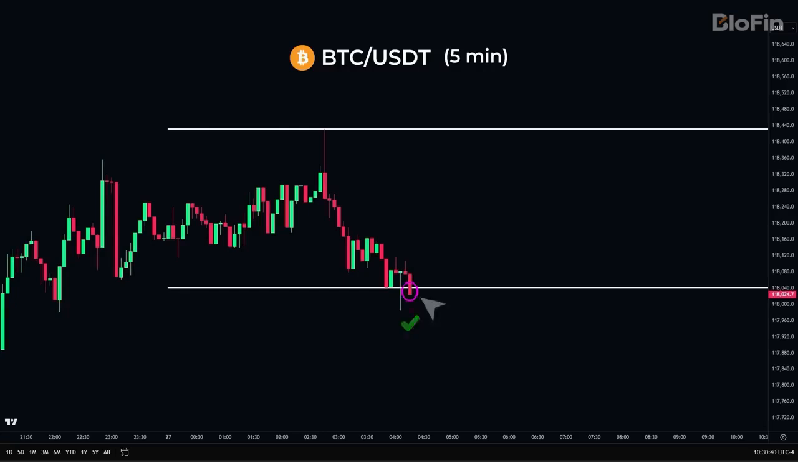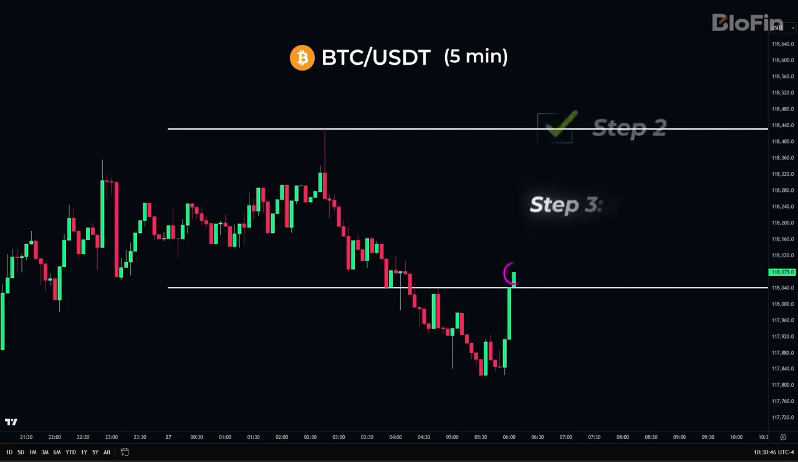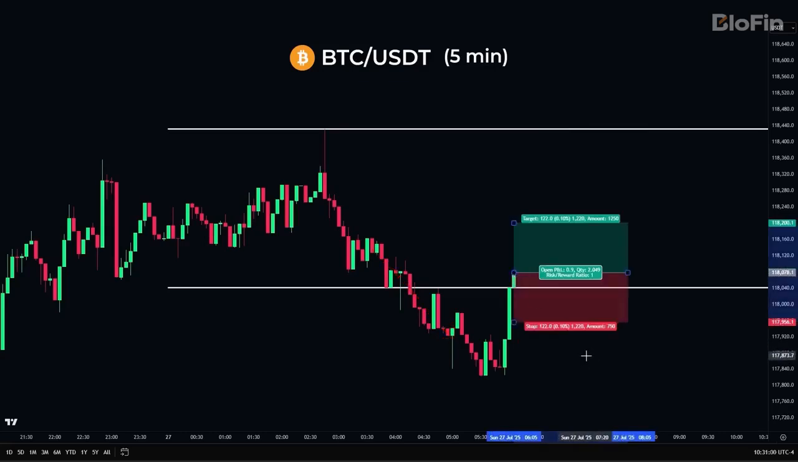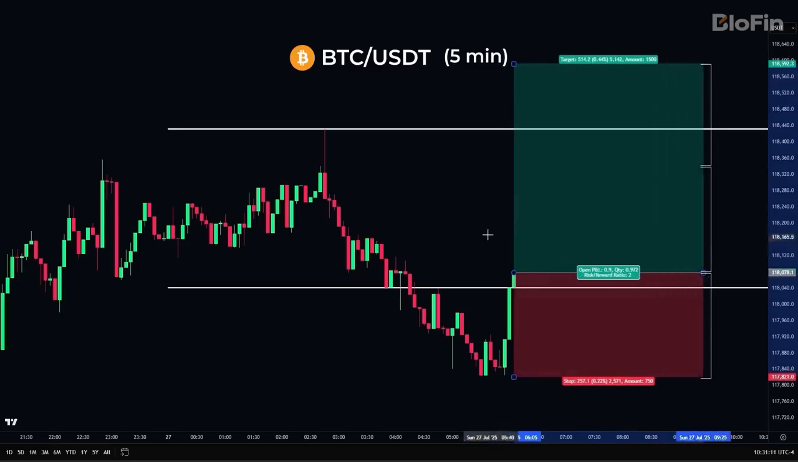Now, we wait for price to re-enter and close back inside the range again. And right here, the candle closes back inside. So that completes step 2. Now we move to step 3, which is our entry. Since price broke the range low and then re-entered, this is a signal to go long. For the stop loss, we place it at the exact low of the breakout move. And for the take profit, we set it at 2 times the size of our stop loss.